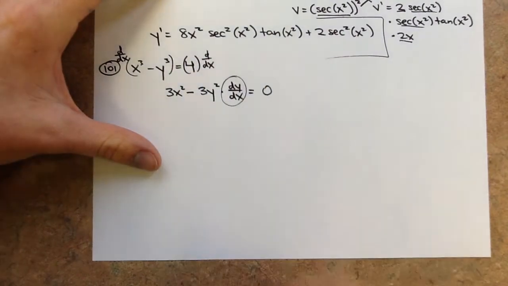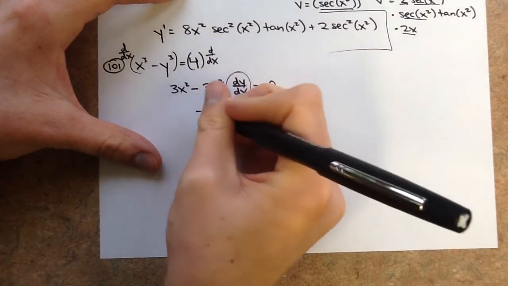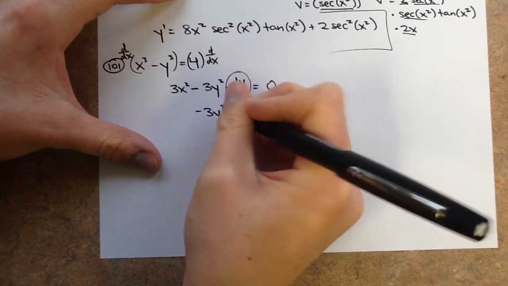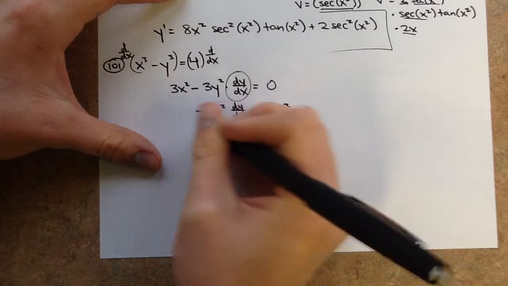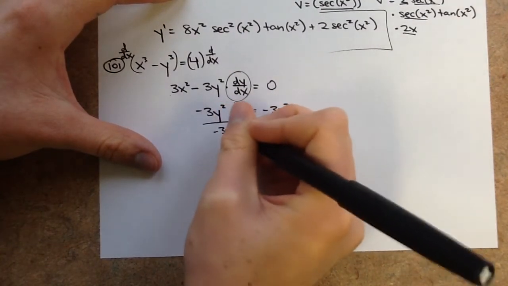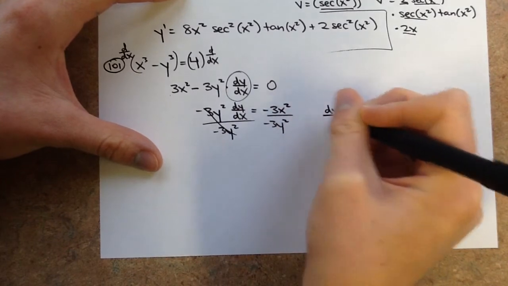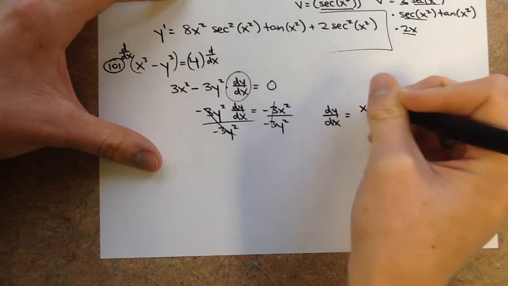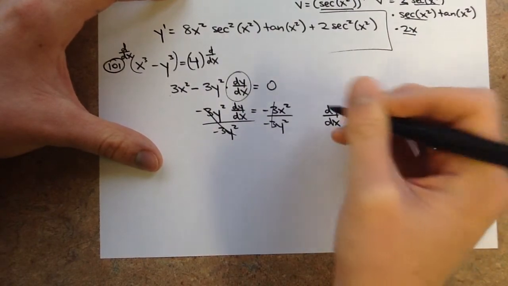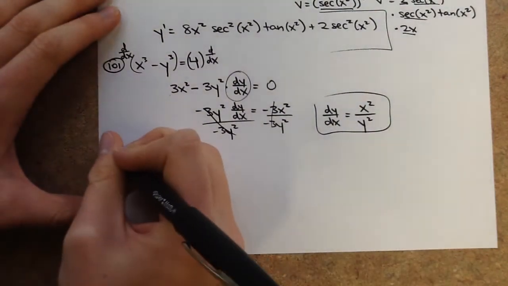So my goal is to get this guy by itself. So I'm going to subtract this term away. And then to get the dy by dx by itself, I divide both sides by this term. Okay, so dy by dx equals, of course we can hopefully see the negative 3's are going to cancel, and I have x squared over y squared. So that would be my derivative there using implicit differentiation.